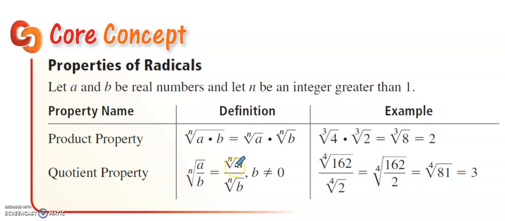If I have a numerator and denominator of a fraction with the same index of a radical over each, I can combine that into a single radical. And that's what we see here. So I have the 4th root of 162 over the 4th root of 2. I can combine this into the 4th root of 162 over 2. 162 over 2 is 81, and the 4th root of 81 is conveniently 3.